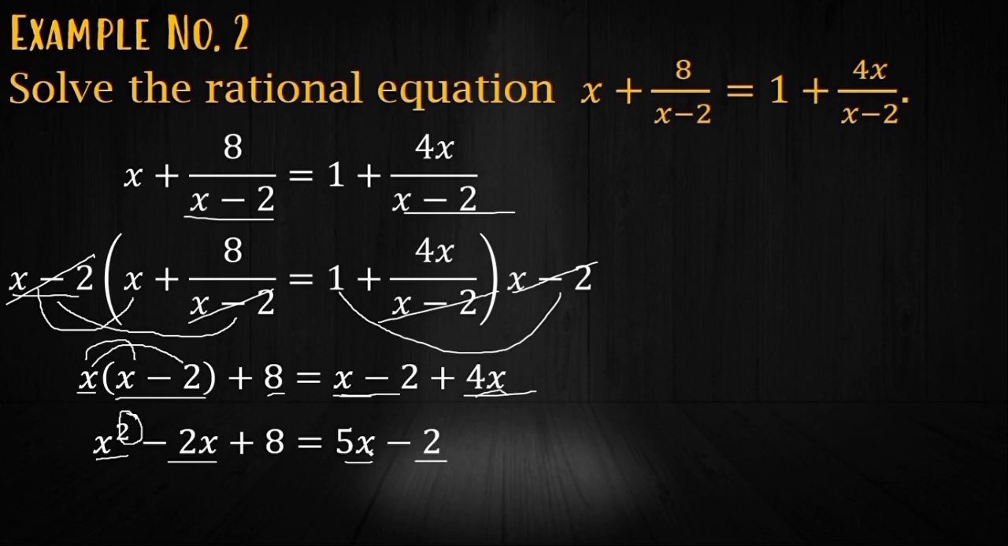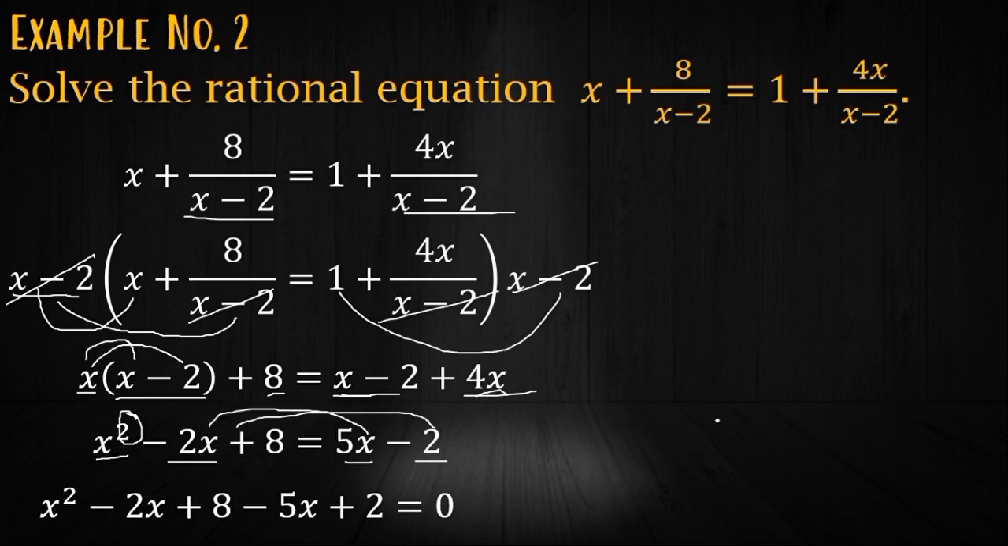to the standard form of the quadratic equation by simply transposing all of the terms on the right side to the left side of the equation. So we'll transpose 5x and we'll transpose negative 2 to the left side. So from positive, it is now negative, and then from negative 2 to positive 2.